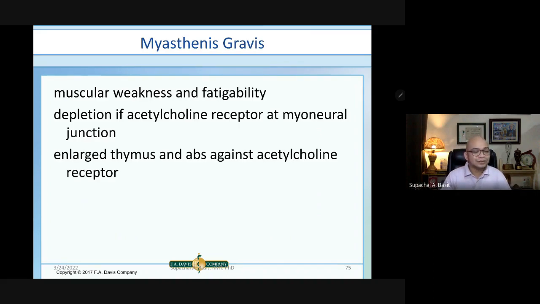Okay, so let's talk about myasthenia gravis. Myasthenia gravis is characterized by muscle weakness and fatigability because of the depletion of acetylcholine receptors at the myoneural junction. So this one is characterized by an enlarged thymus and antibodies against the acetylcholine receptor.